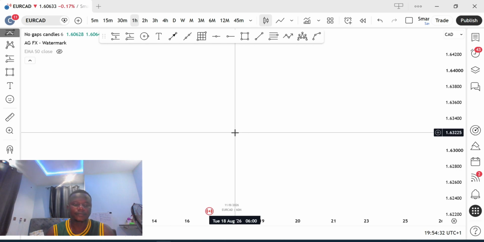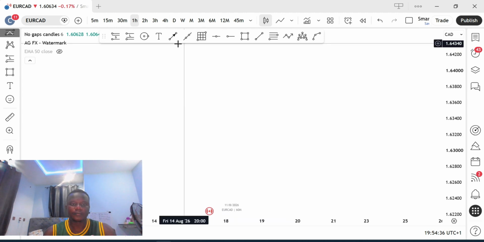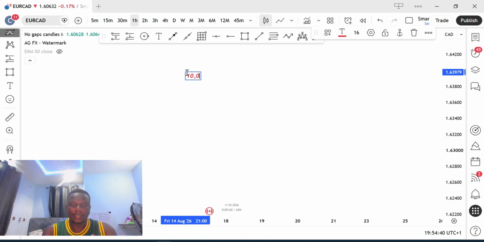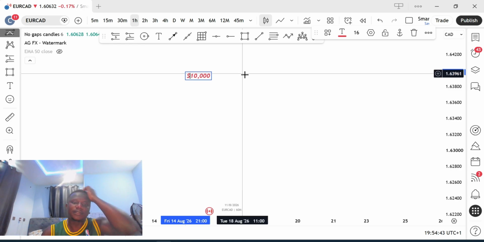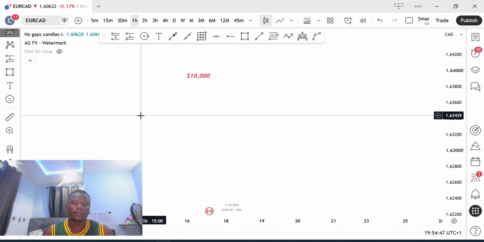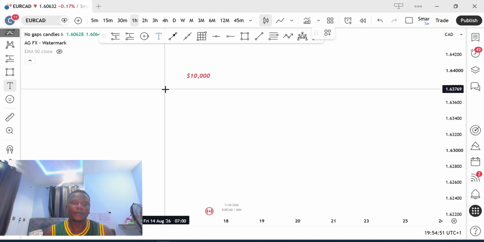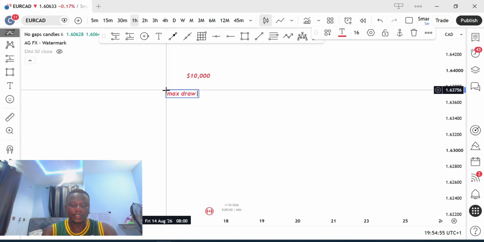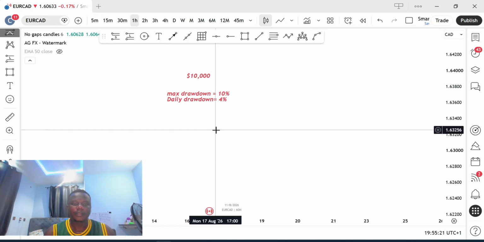Now, let's say, for instance, that you buy a program of a $10,000 account. Let's say your max drawdown is 10%. Your daily drawdown is let's say 4%, for instance. Let's say 4%.